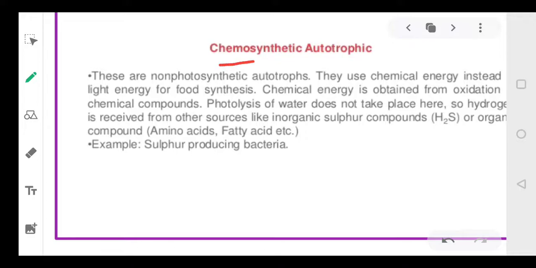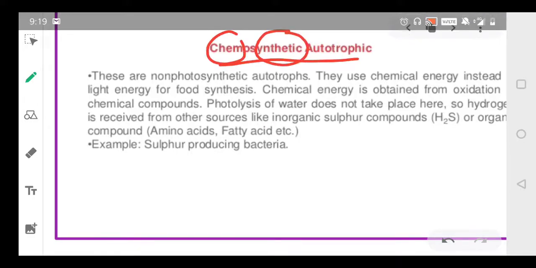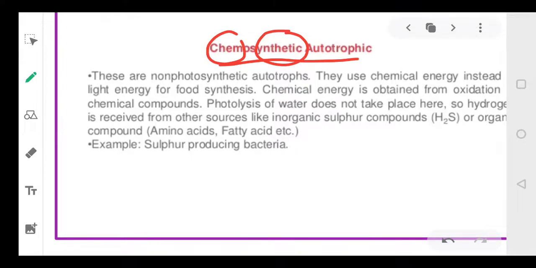Second is chemosynthetic bacteria. Chemosynthetic. Chemo means chemical, right? And synthetic means they will synthesize. So they synthesize their food by using chemicals. They are non-photosynthetic, which means they do not perform the process of photosynthesis, right? So they only utilize chemical energy, and for this chemical energy, they will oxidize chemical compounds.